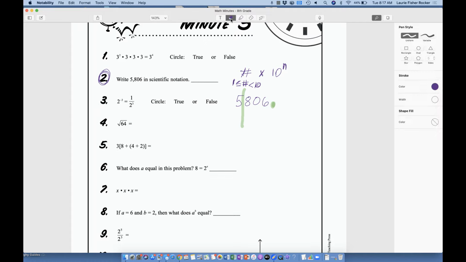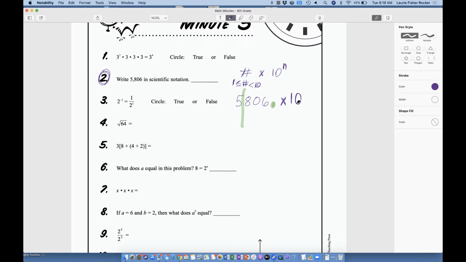Now, what makes it move? We can't just randomly move decimals. So what makes it move? The power of 10. So as soon as we say multiply by the power of 10, that's telling us how to get the decimal back to where it should be.